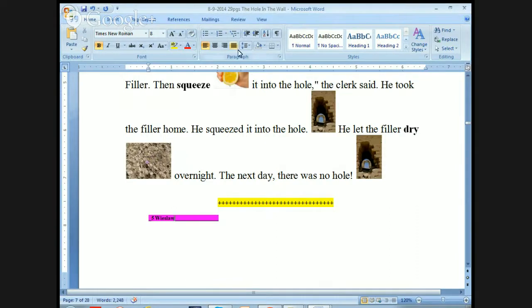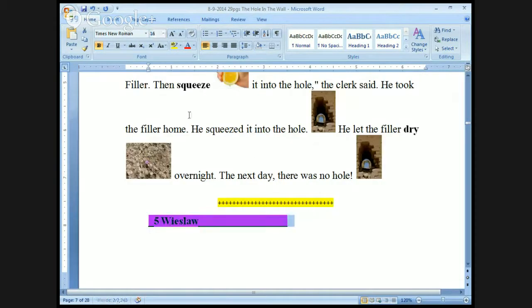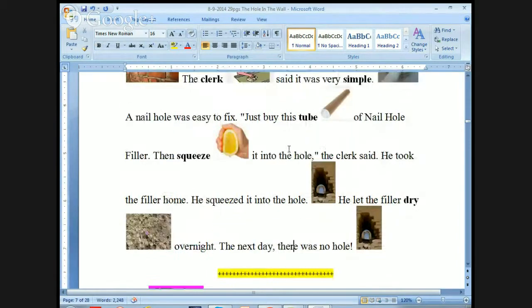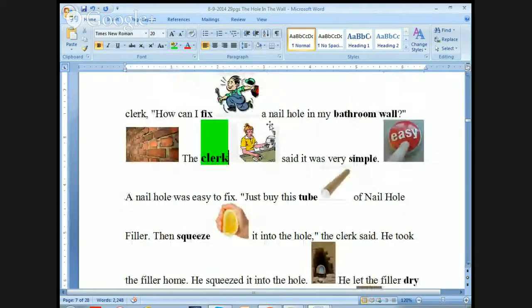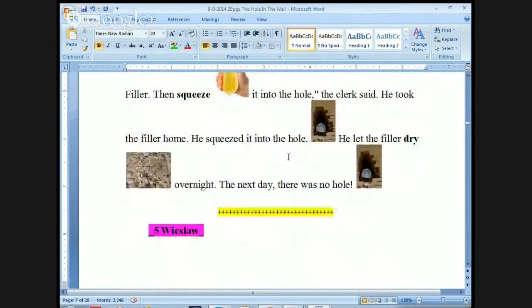Okay, great. Yesterday we read about a clerk, and we read about a teller. Is there a teller in Walmart? No. What is in Walmart, Vincent? I think it's a clerk. Very good. It is a clerk. It was a clerk that told him how to fix the hole in the wall. She suggested that he buy this tube, and then he could fix the hole in his wall. So this was a clerk offering him some suggestions.